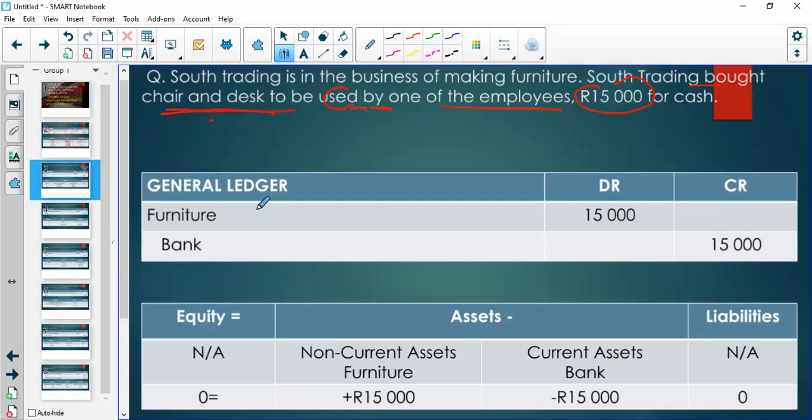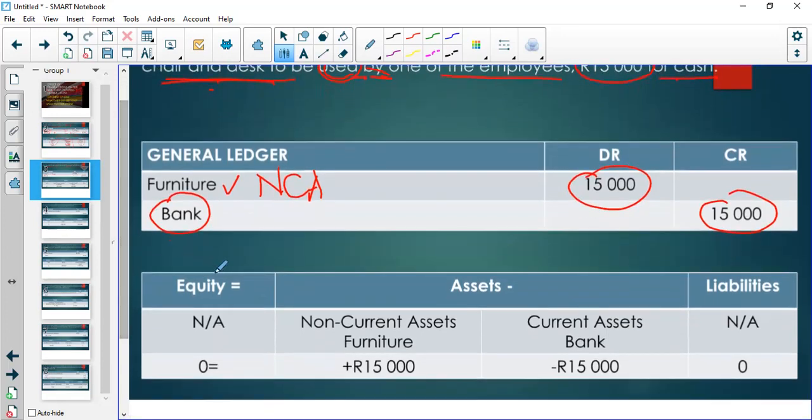So it's no longer inventory, although the business is still making and selling furniture. But now this furniture that was bought is for use. So it's going to be furniture, which is a non-current asset. And because it has increased, we're going to debit. We already know that when we make payment for cash using our bank account, then the bank account is going to be credited, right? Like that.